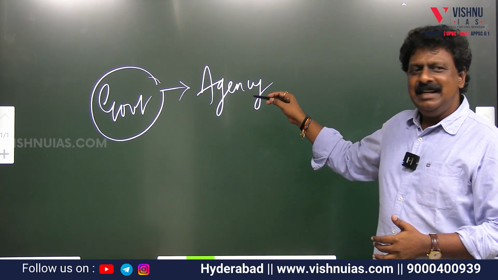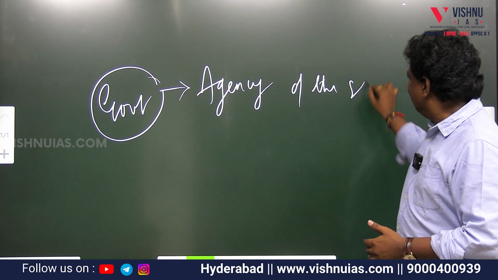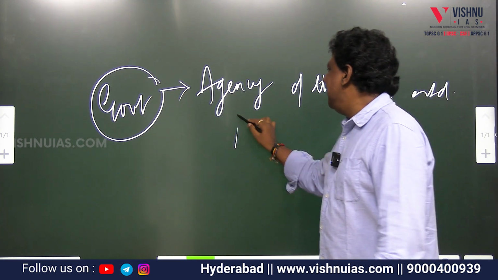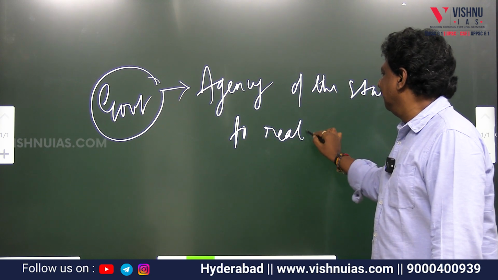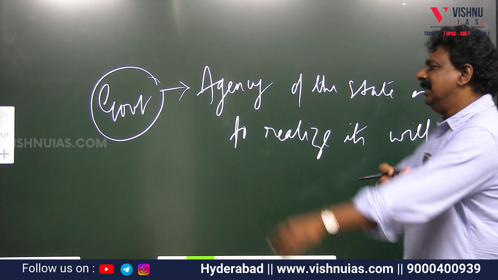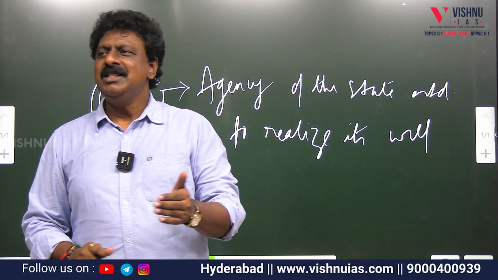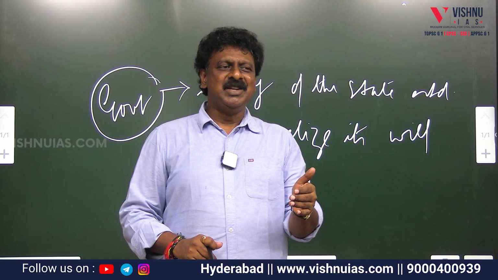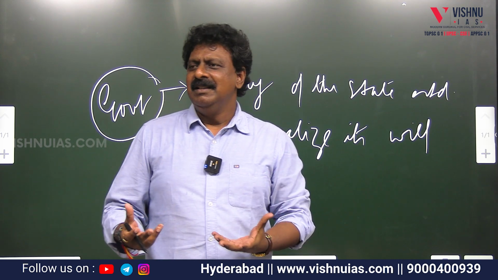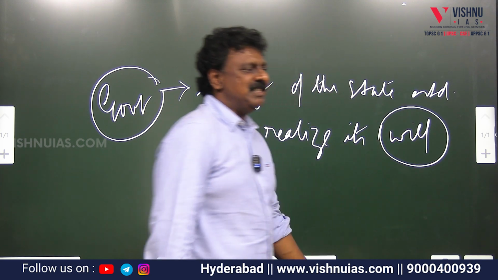Okay? State government is described as an agency of the state, established to realize its will. Okay? So government is an agency of state established to realize its will. రాజ్య ఆశయాలు సాధించేందుకు ఏర్పాటు చేసిన ఒక ఏజెన్సీని ప్రభుత్వం అని అంటారు. So every country has a set of aspirations. విల్ అంటే అదే కదా, aspirations.